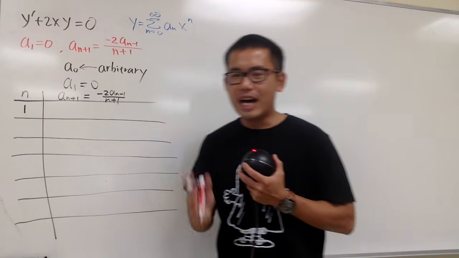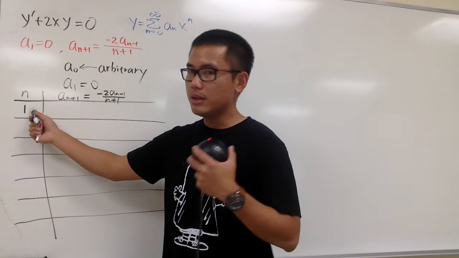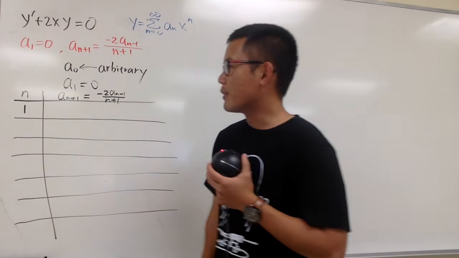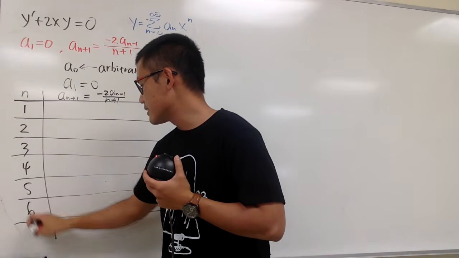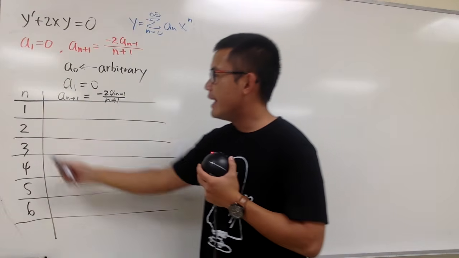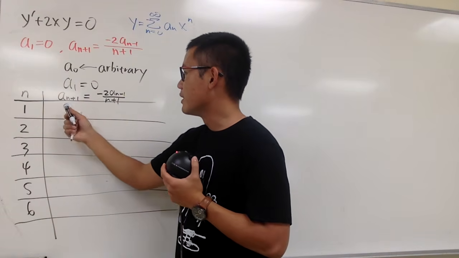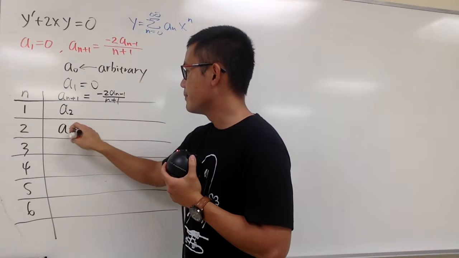And this is how I would suggest you guys do this kind of table. First of all, n starts with 1 for this table, right? And of course, just keep going: 2, 3, 4, 5, 6, 7, and so on, depending on how many we need to have. Plugging 1 into here, you'll get a2. And then plugging 2 into here, you get a3.